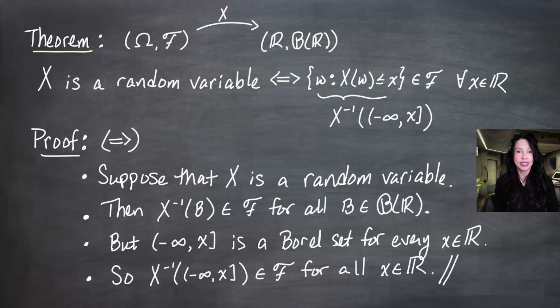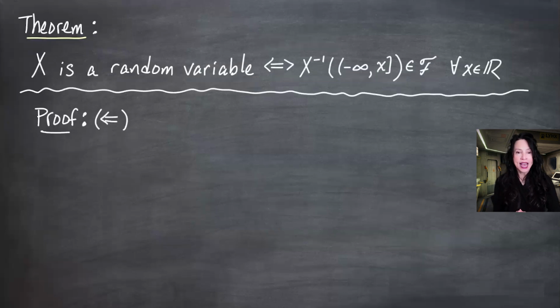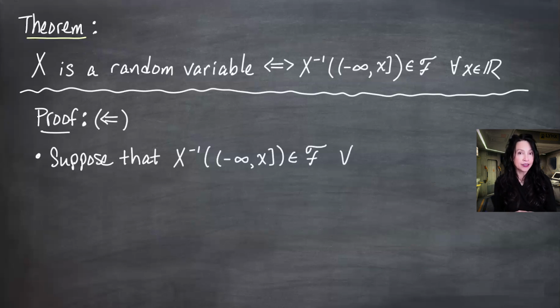So let's go the other way. Here is just the recap. And now I'm going to assume that the inverse image of sets like this are in curly f, no matter what real number little x you choose. To show that X is a random variable, we don't just want this to be true, we want to pull back any possible Borel set, which could look very strange. And we want that pullback to be in curly f.